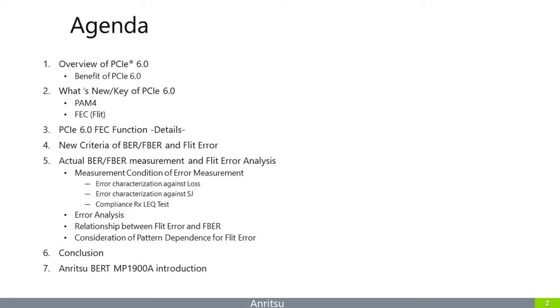There are 3 different measurement conditions for error measurement of actual PCIe Gen 6. Then error analysis, the relationship between Flit errors and fast BER, and consideration of the pattern dependency of these errors. Then the conclusion, and at last, I would like to make a quick introduction of Anritsu's bit error rate tester, BERT, the MP1900.